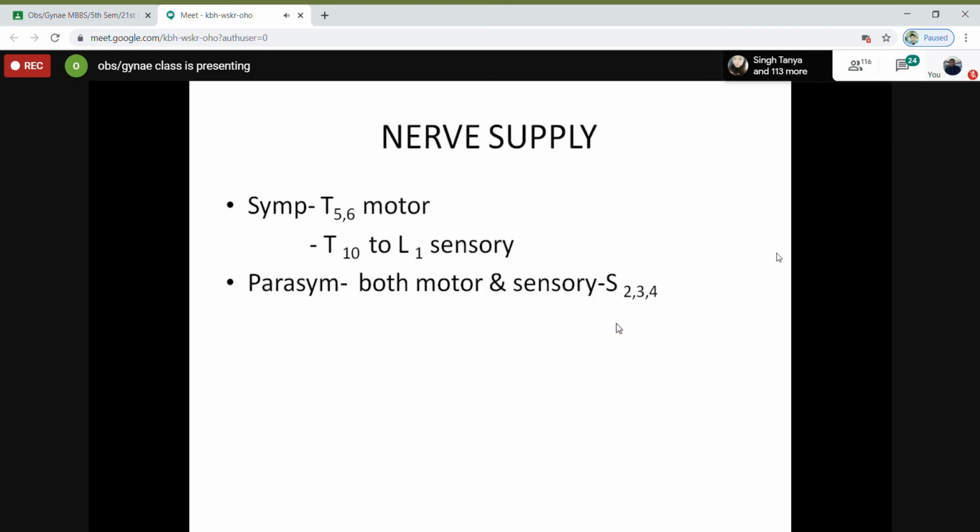So the nerve supply: you have sympathetic supply from T5, T6, and parasympathetic, both motor and sensory part, from S2, S3 and S4. Okay, sympathetic, the motor part is from T5 and T6, and sensory is from T10 to L1.